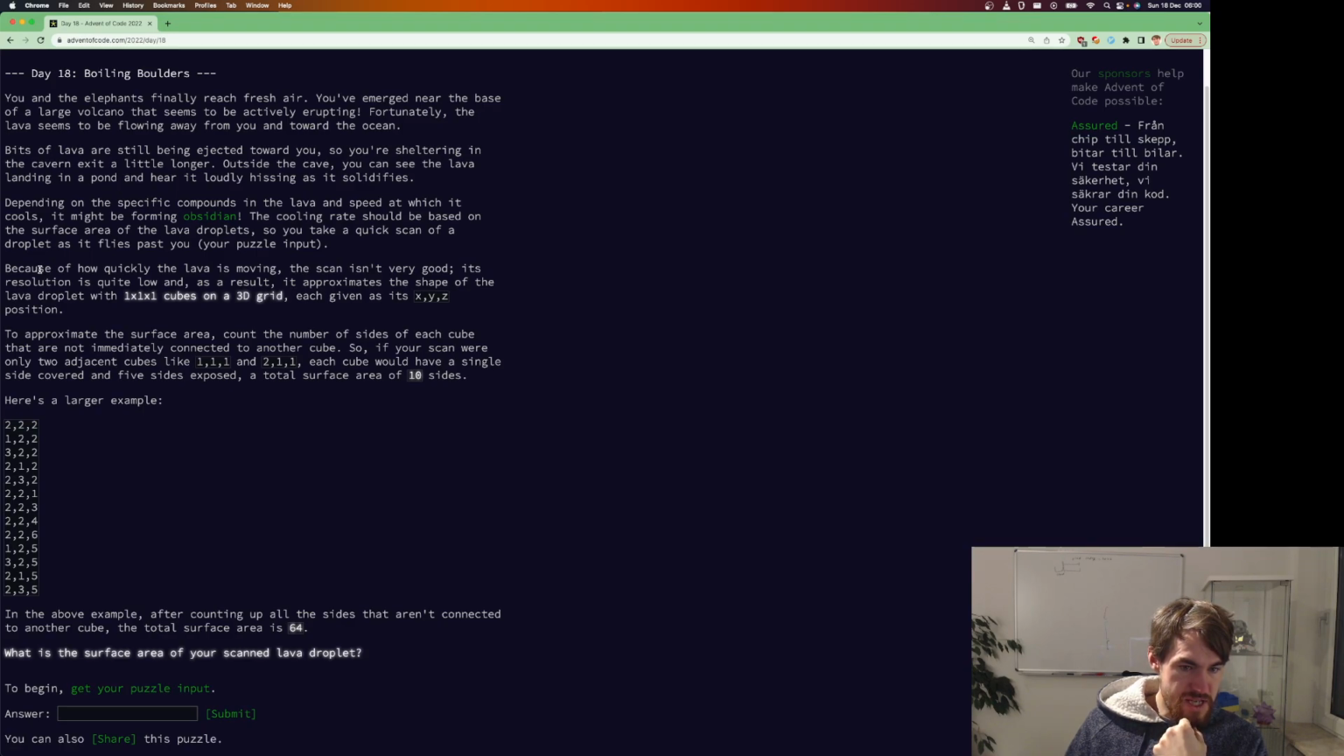And the cooling rate should be based on the surface area of the lava droplets. The lava is moving, the scan is very good, its resolution is quite low, and as a result it approximates the shape of the lava droplet with 1 × 1 × 1 cubes on the 3D grid. Count the number of sides of each cube that are not immediately connected to another cube. After counting up all the sides that are not connected, this total surface area is 64.